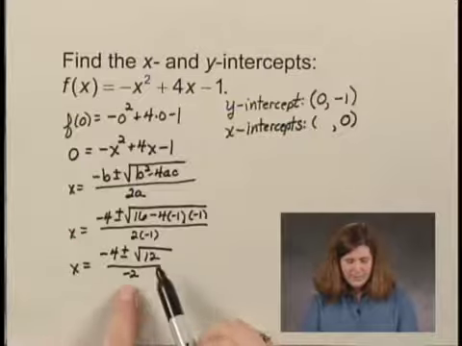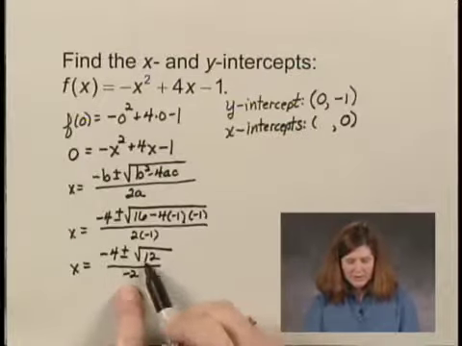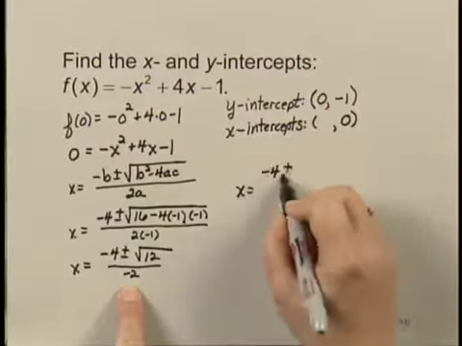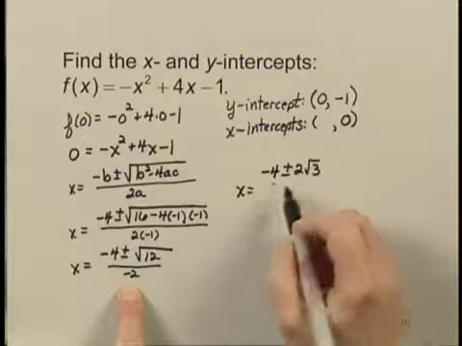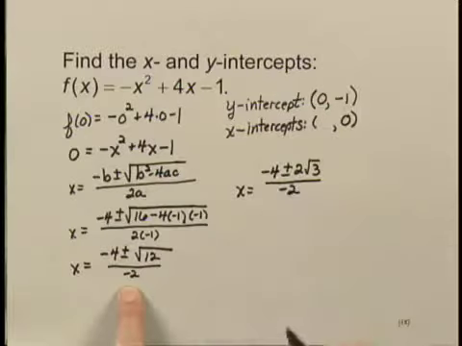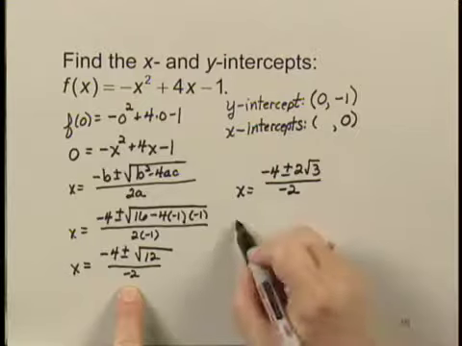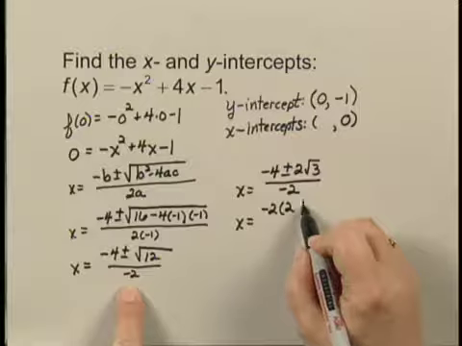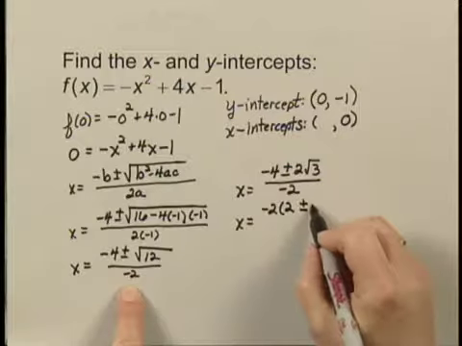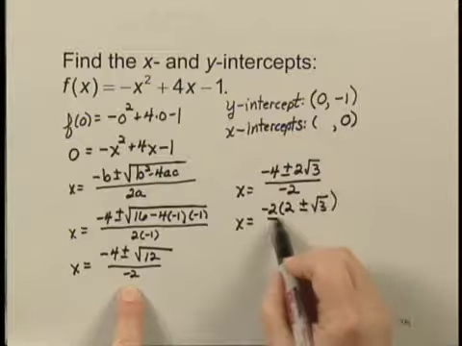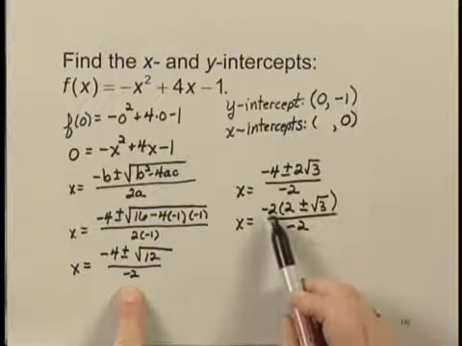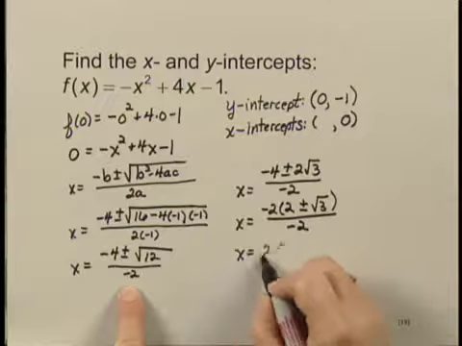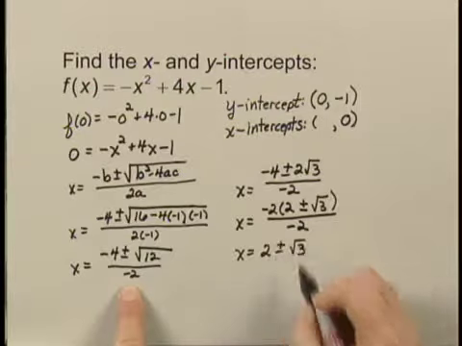Now, we can simplify this by noticing that we can simplify the square root of 12 as 2 square root of 3. All that's divided by negative 2. And then let's factor out a negative 2. This will give us x equals negative 2 times 2, and it's still going to be plus or minus once we factor out a negative 2, square root of 3, over negative 2. Negative 2 over negative 2 is 1. So we have x equals 2 plus or minus the square root of 3.